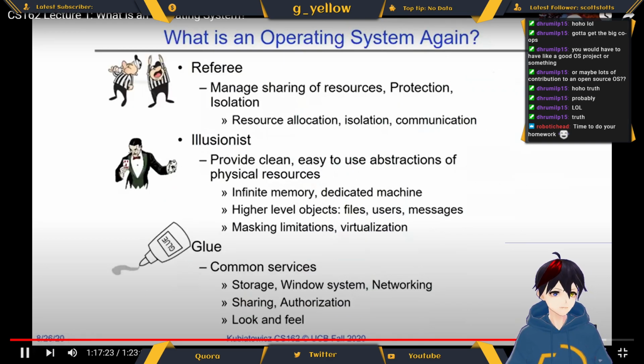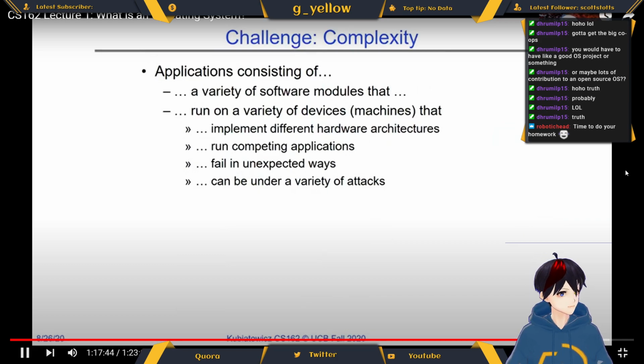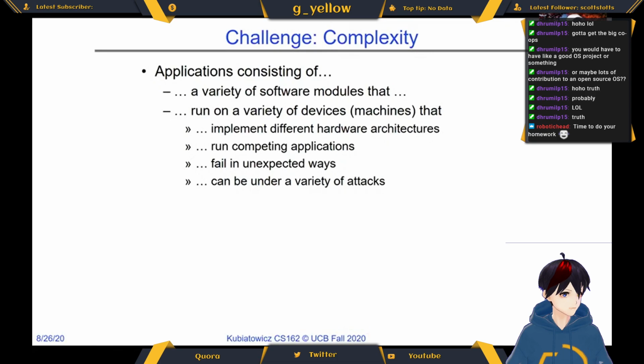So what's an operating system again? It's a referee, it's an illusionist, it's glue that helps us build these huge, interesting systems. And that's what you're gonna learn about this term. The challenge, which I'm gonna close with, is complexity. Okay, applications consisting of many software modules that run on many devices, implemented on many different hardware platforms, running different applications at the same time, failing in unexpected ways, under attack from malicious people, leads to craziness and complexity, right?